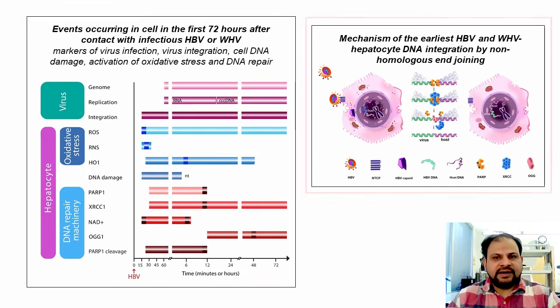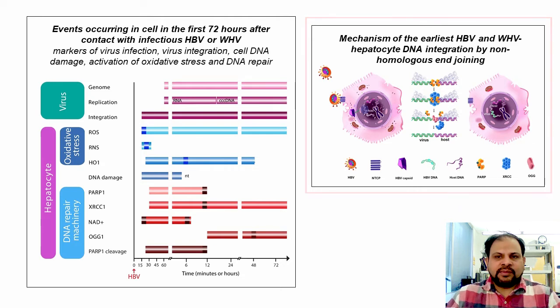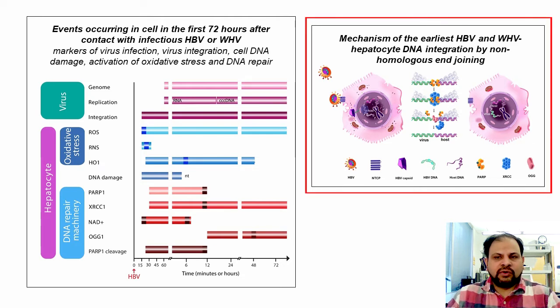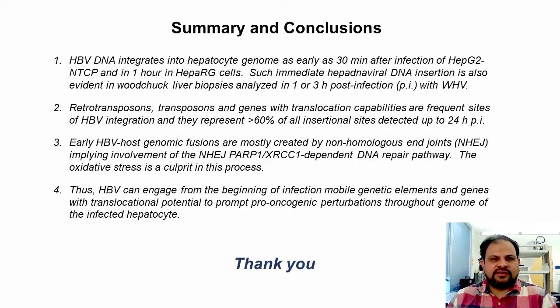And at right hand side of the column is a cartoon picture showing the mechanism of HBV integration by non-homologous end joining. To summarize the results presented in this review, HBV can integrate as early as 30 minutes post-infection of HepG2 NTCP cells and 1 hour post-infection of HepRD cells.